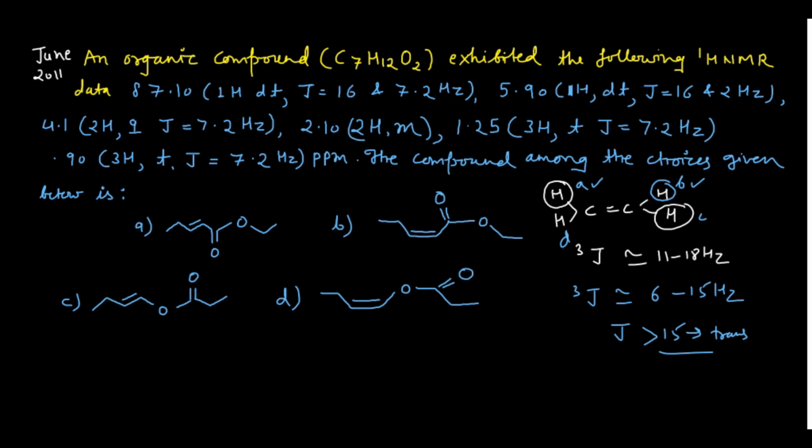Another J value here is also 16. So you are getting 2 signals for 2 different kinds of hydrogens, and these 2 hydrogens must be trans in nature, because J is greater than 15, and you know this is for trans. So I can write trans here, and here in that case I can write cis. So the coupling constant is suggesting that your alkene is trans in nature. When it is trans, you can put some hydrogens over there.